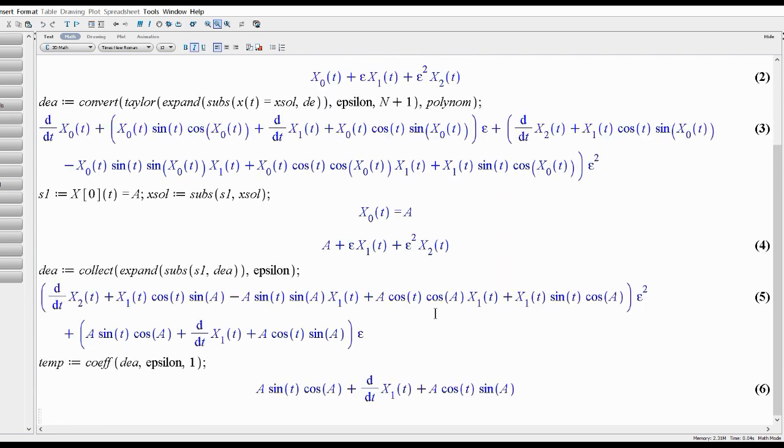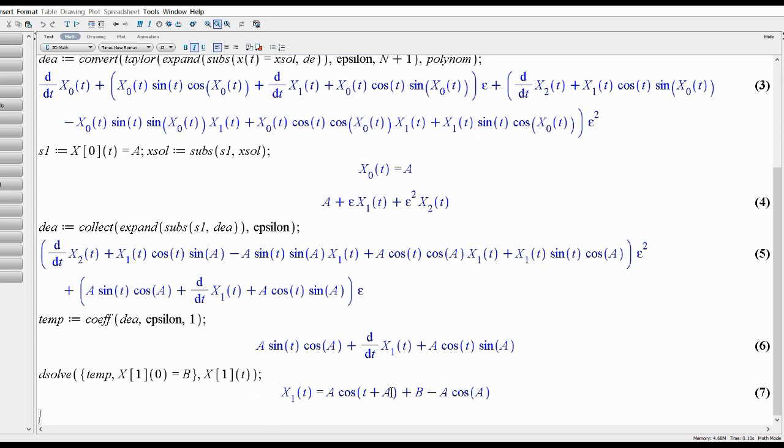There we have it. We need an initial condition for x1, could be 0, or we'll temporarily put some number b and then we will see what happens. So we will say dsolve temp with the initial condition x1 of 0 equals b for x1 of t. Okay, so that's the solution, and it does not seem very bad. There is a cosine part and something, so that's not a problem so far.